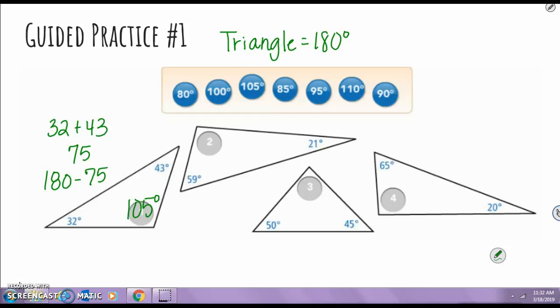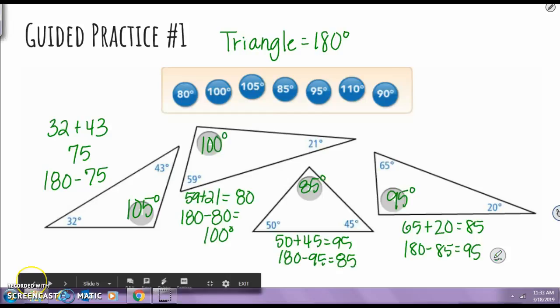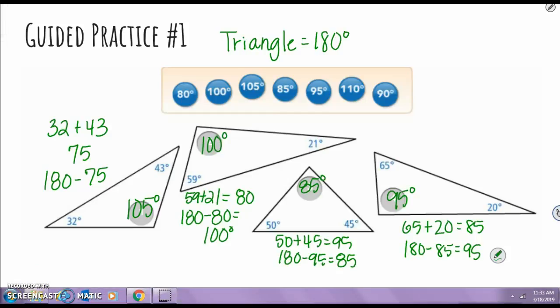Try to find the angle measures of 2, 3, and 4 using the method that was used for angle 1. For the measure of angle 2, you should have gotten 100 degrees. 59 plus 21 gave us 80. 180, the sum of the interior angle measures of a triangle, minus 80 is 100. For triangle number 3, 50 plus 45 is 95. 180 minus 95 is 85 degrees. So the measure of angle 3 is 85 degrees.